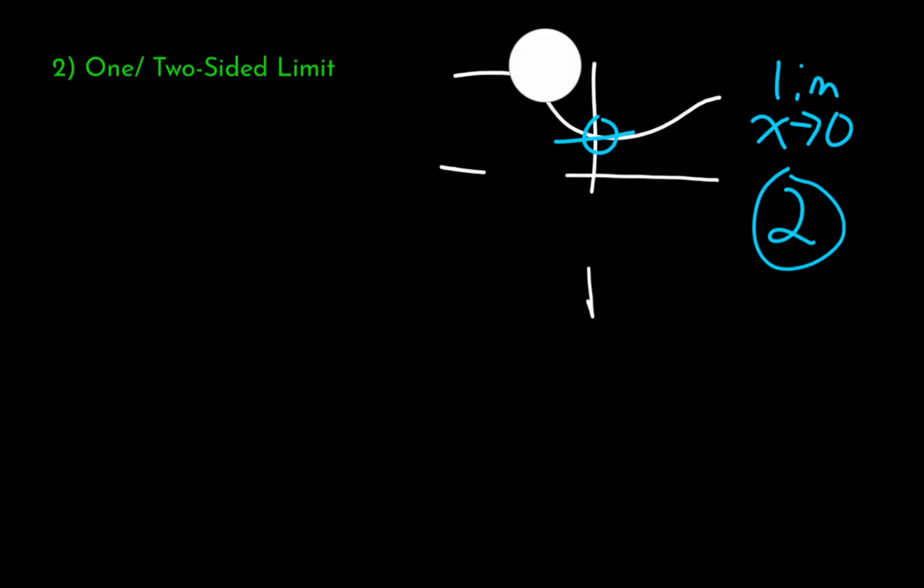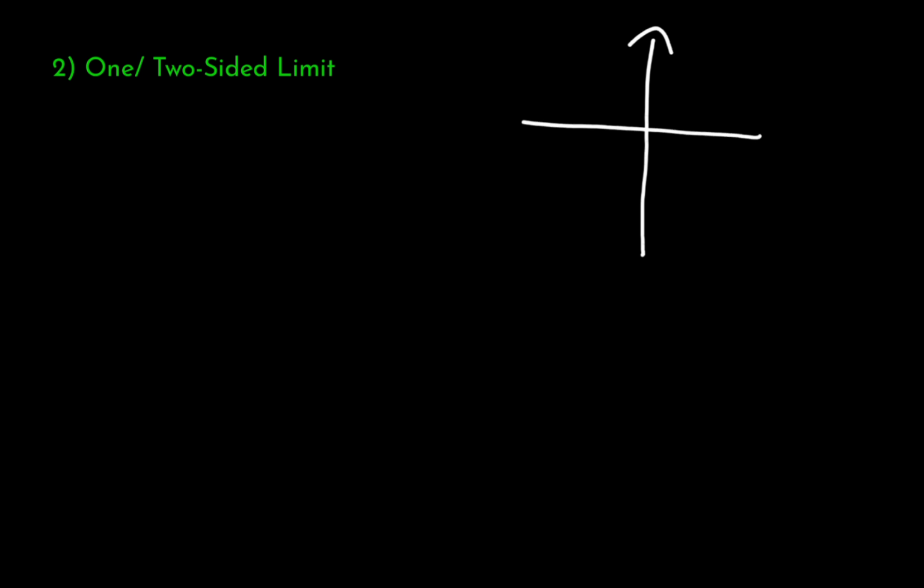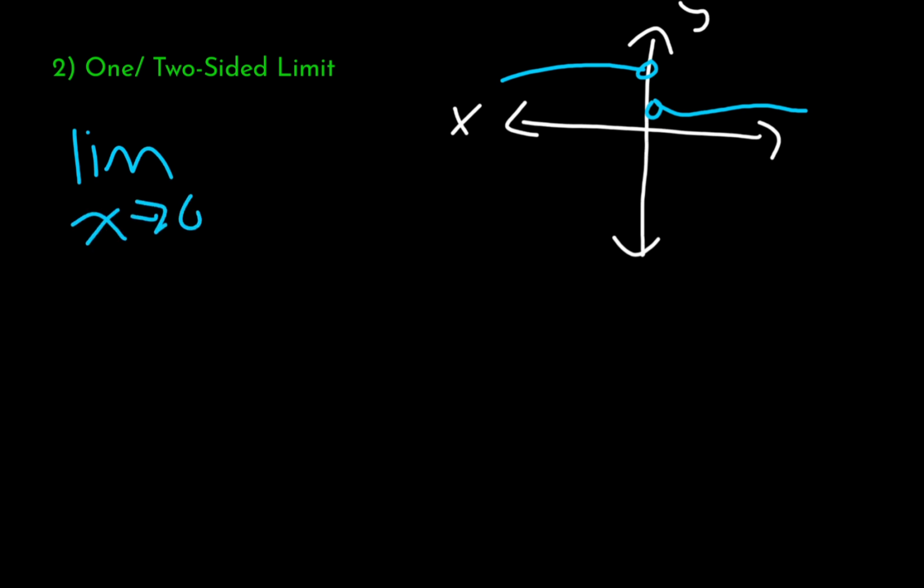But what if we have a function like this? We have our axes, our x and our y, and this is our function. Then what? So if we want to evaluate the same limit as x goes to 0 of this function f of x, how are we supposed to figure this out? Because they're two different things.